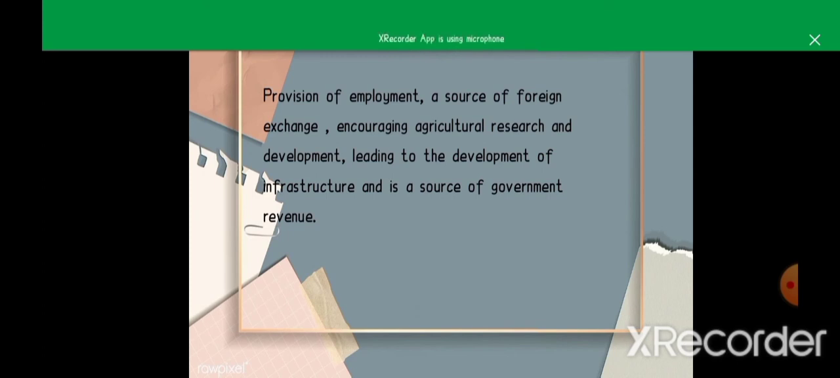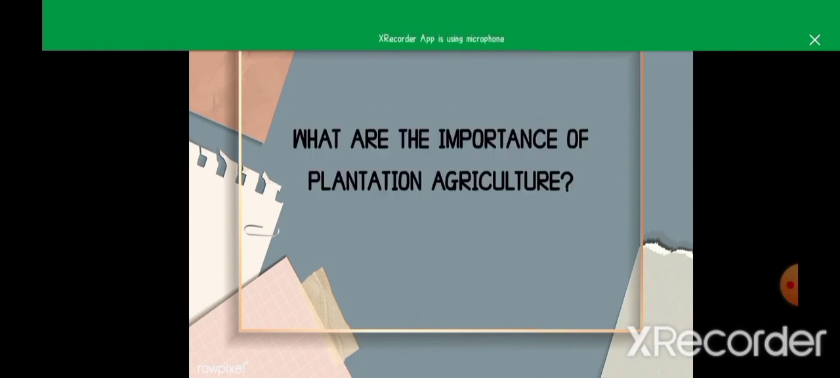It helps to enhance the health of the soil because of the improvement of the soil, as what I said in the 14th slide of this presentation. It helps also the wildlife habitat because of the variety of crops planted. What is the importance of plantation agriculture?